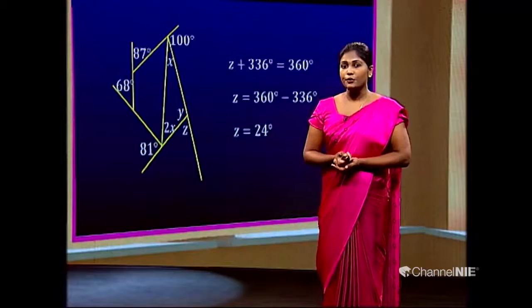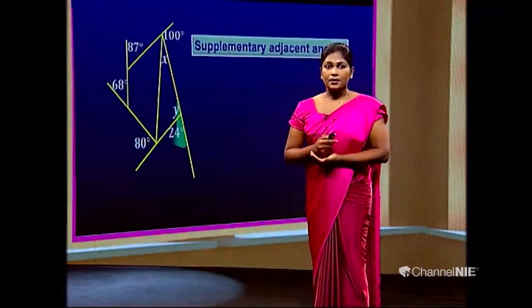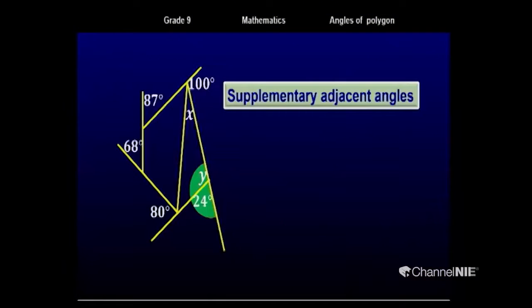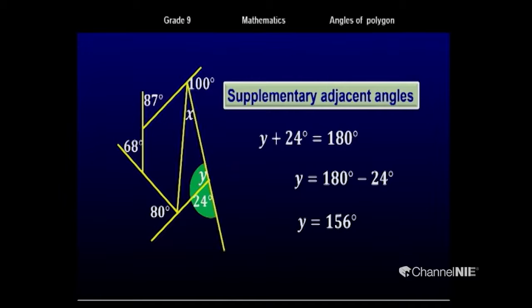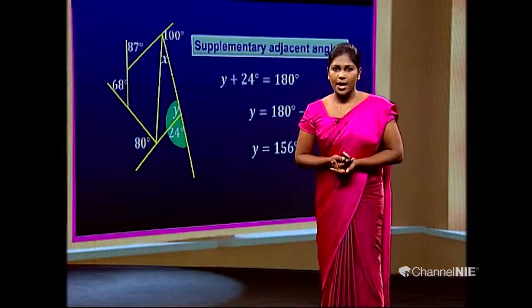Okay, then we have to find x and y also. Look at that. Now you can see the supplementary adjacent angles. y plus 24 is equal to 180 degrees. Those are supplementary adjacent angles. Then y is equal to 180 minus 24. That means y is equal to 156 degrees.